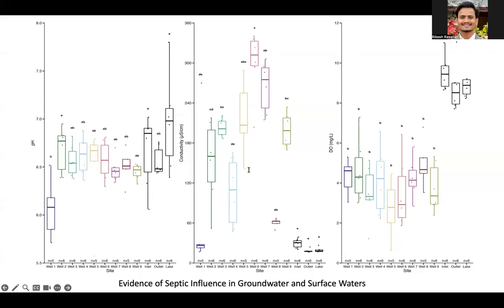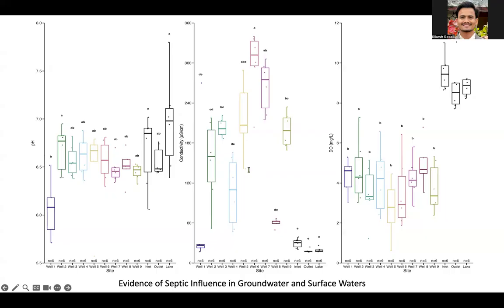In contrast, pH and dissolved oxygen are much more variable and do not show a clear pattern when it comes to groundwater wells. This suggests that conductivity is capturing a consistent signal, likely influenced by septic inputs. And more importantly, these elevated values occur in wells located along the groundwater flow towards the lake. So when we combine the flow pattern with the chemistry, we start to see clear evidence of transport from the septic system through the groundwater.